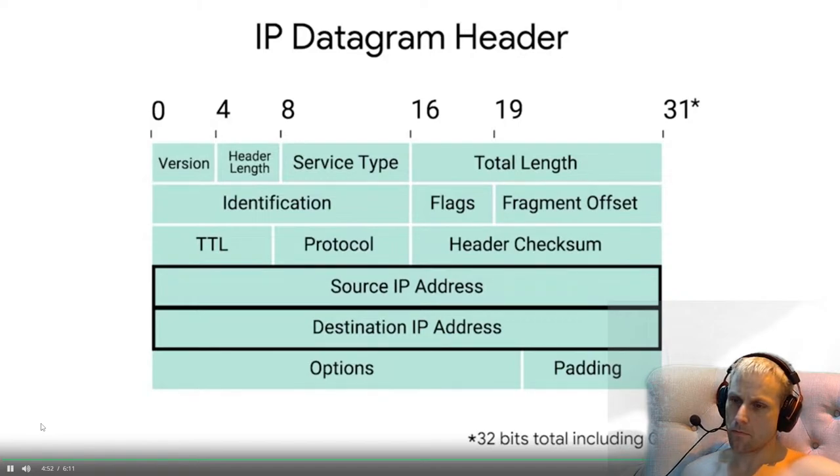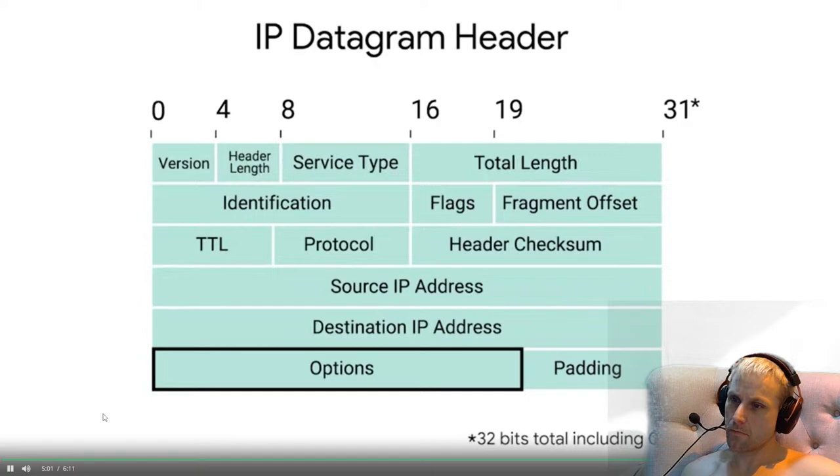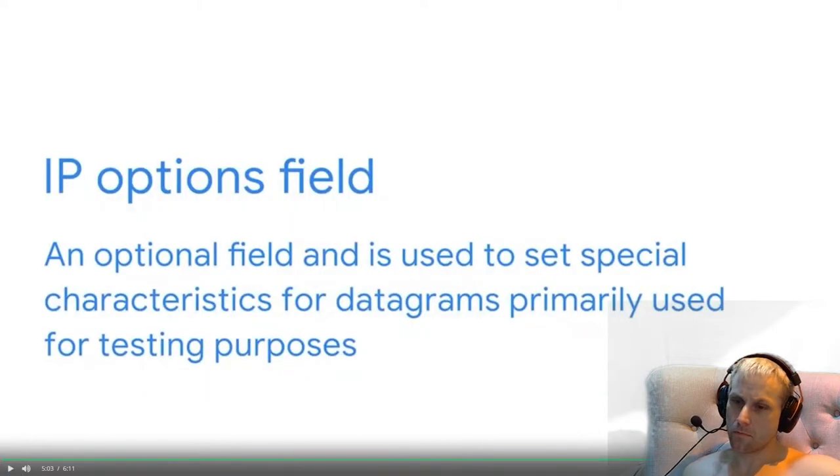Remember that an IP address is a 32-bit number, so it should come as no surprise that these fields are each 32 bits long. Up next, we have the IP options field.